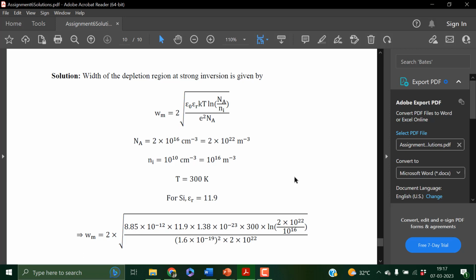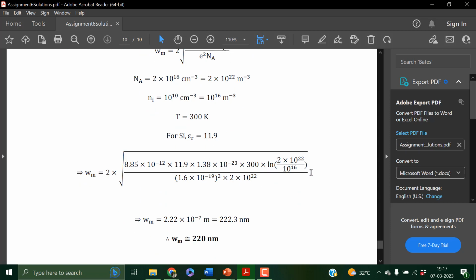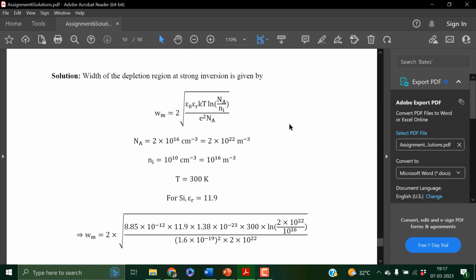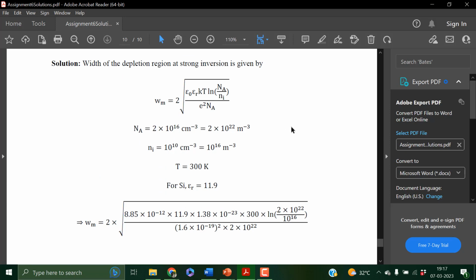Madam, I did not get it. Final equation after converting all this would be Wm is equal to 2 into root of epsilon 0 epsilon r kt ln Na by Ni, the whole divided by E square Na. Now I think you will get the answer. Hope so, ma'am, because I'm struggling a lot. You have finally reached the point where you wanted, right? Those conversions of phi s, phi b and E square are actually hidden in that.